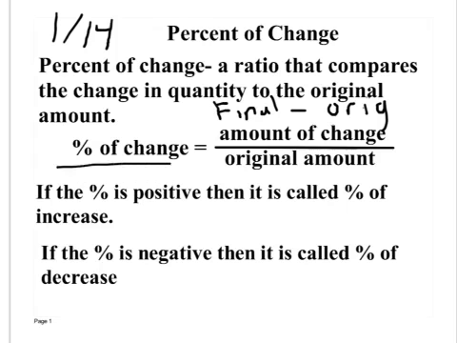If the percent of change is positive, then we call it a percent increase. If the percent is negative, then it's called the percent of decrease. So to find the amount of change, you take final minus the original. Then to find the percent of change, you divide it by the original. There you go.